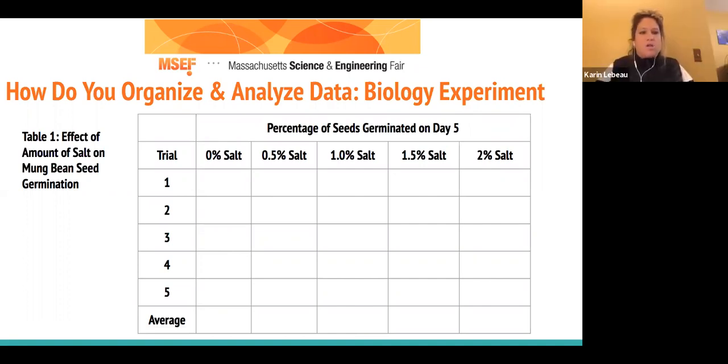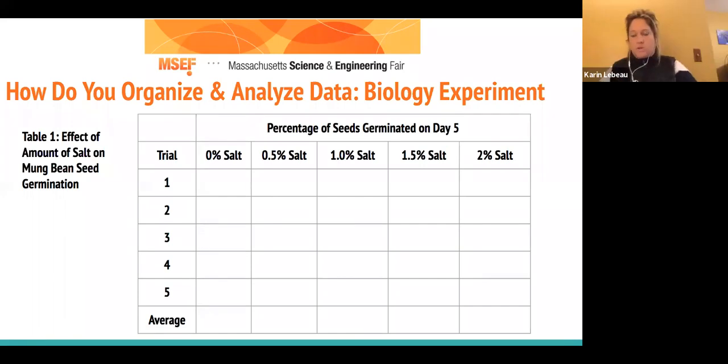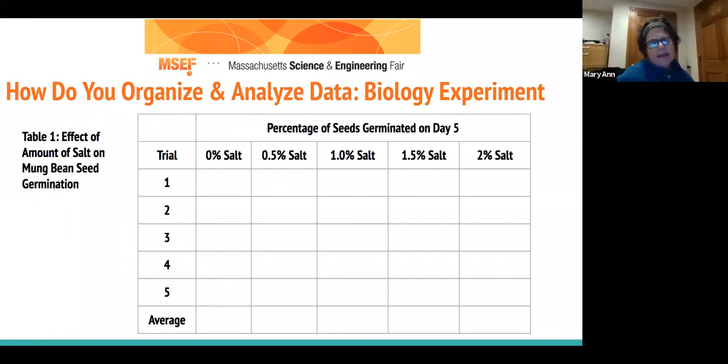Marianne, I had a quick question. So you're doing 10 seeds per 0%, 5%, and then you repeat it 5 more times for each one. Okay. Yeah, but not all at the same time.